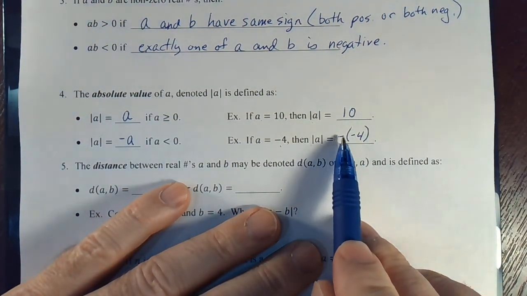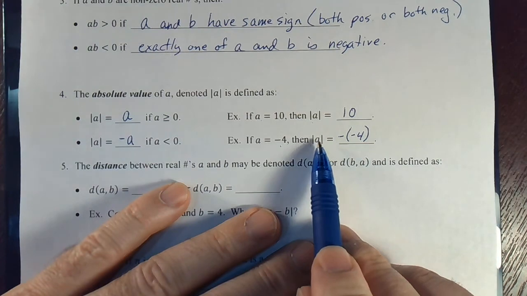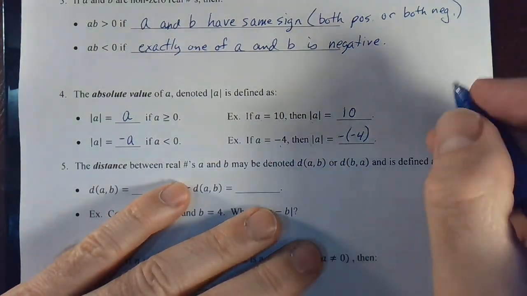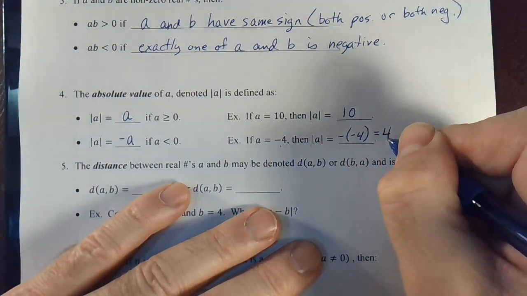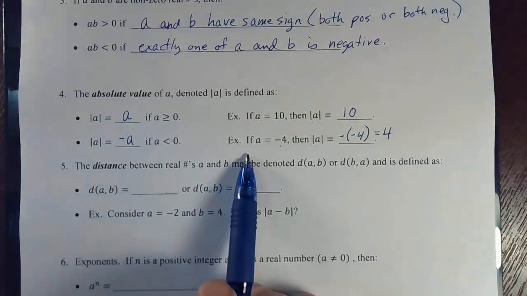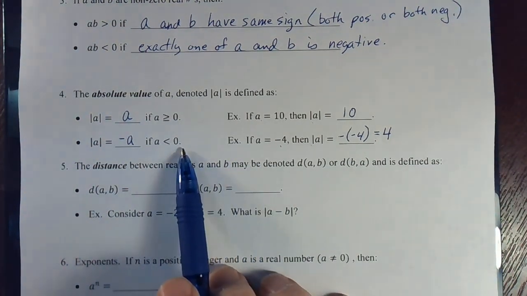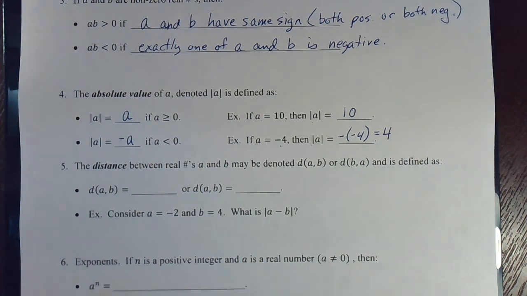Negative 4 is a, and then you put a negative sign in front of it, then that's equal to positive 4. Basically, for a real number, if you're taking the absolute value, you can just take away a negative sign if there is a negative sign.